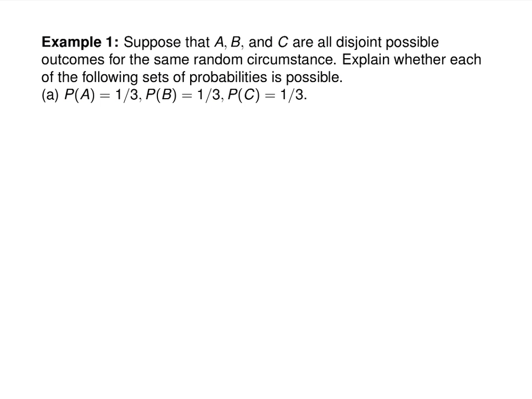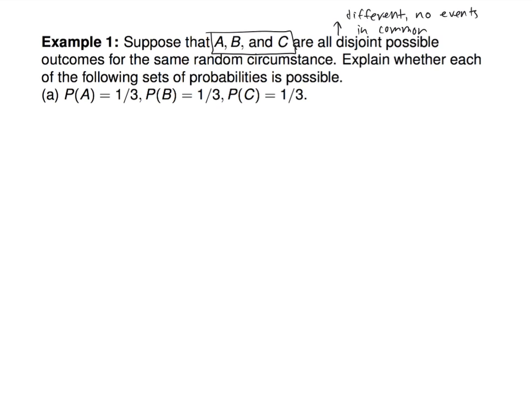Suppose I have A, B, and C, and they're disjoint events. What does disjoint mean? Do you guys know? Different? Different is a good way to think about that. Different meaning there are no events in common, as in A, B, and C are totally separate from each other. They don't ever overlap. So explain whether each of the following sets of probabilities is possible.